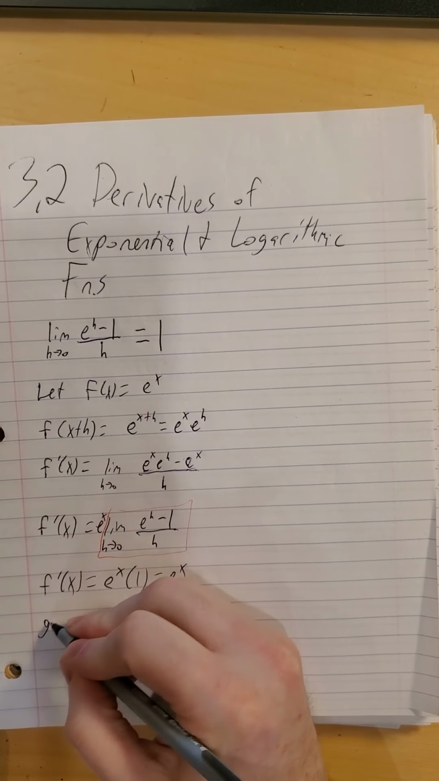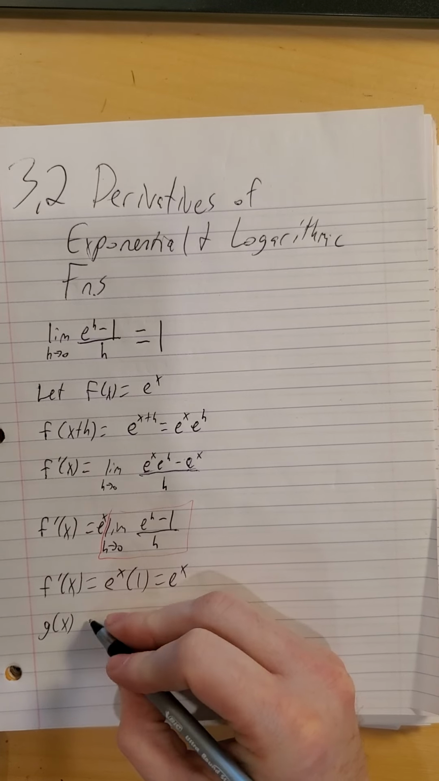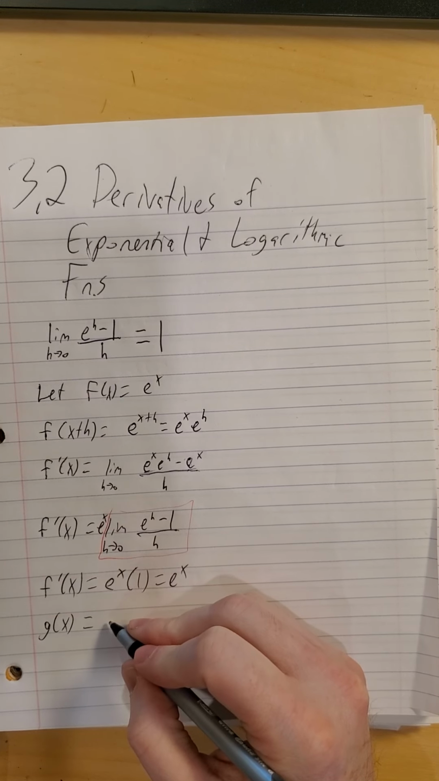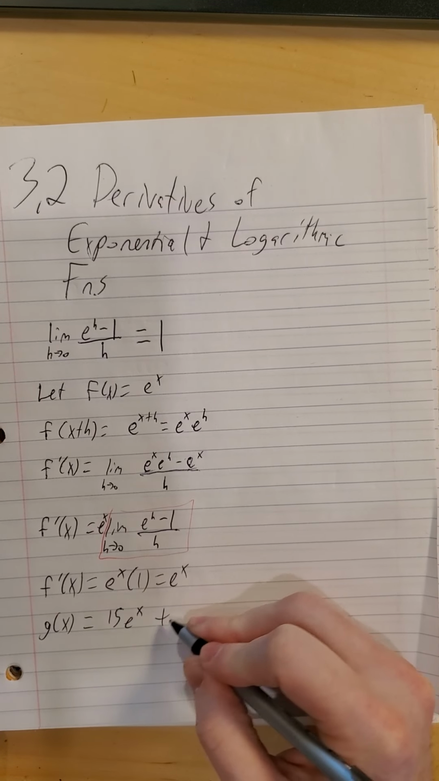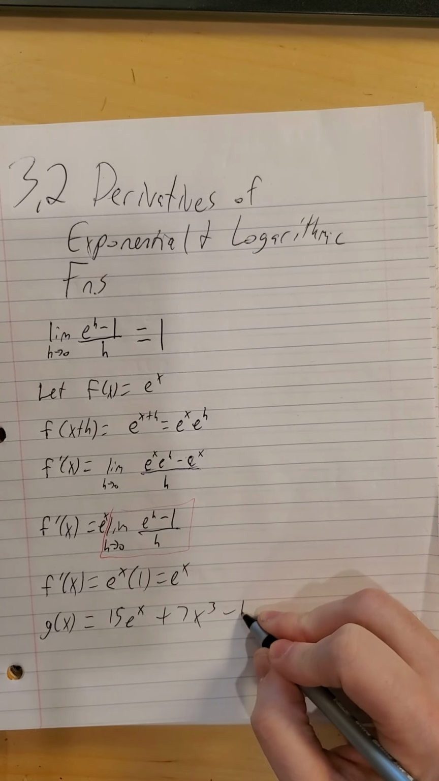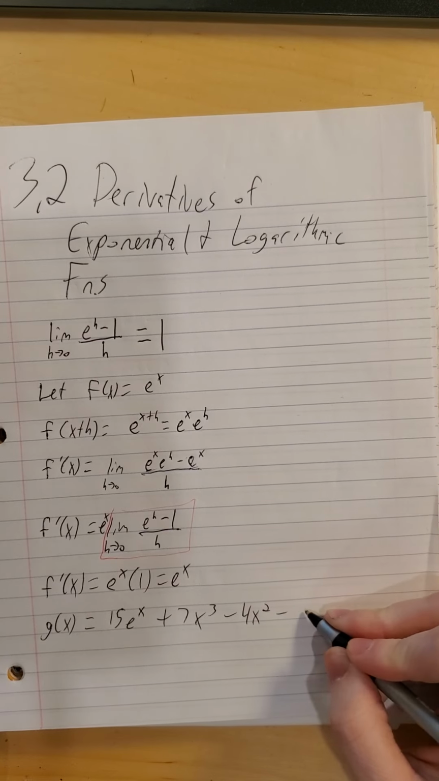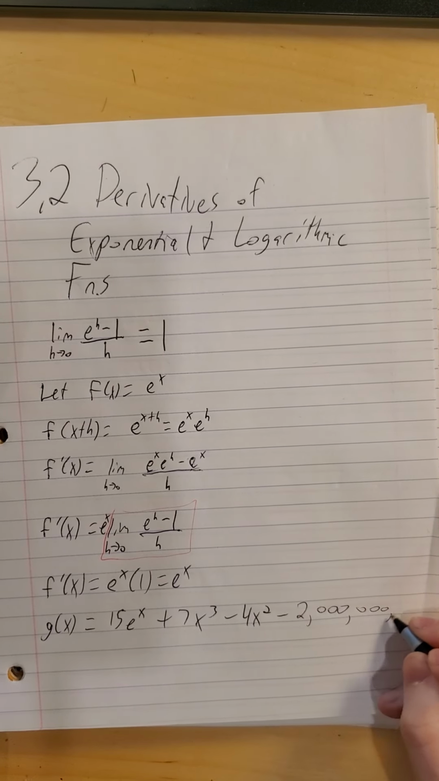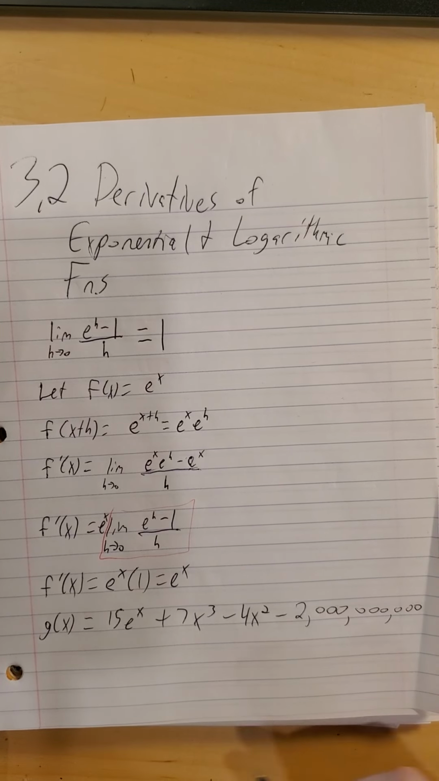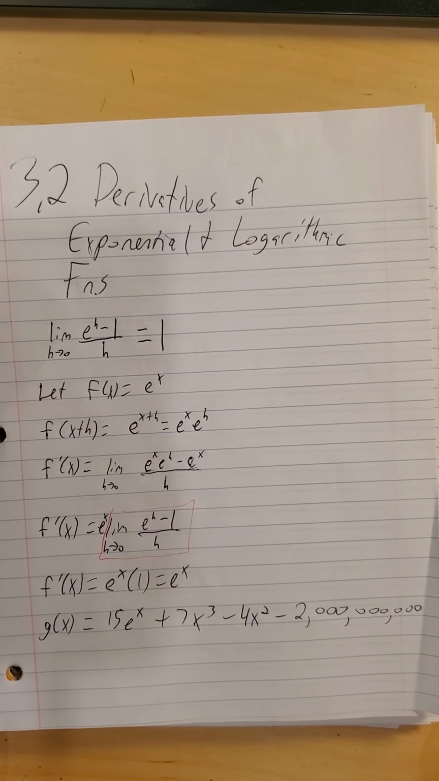So let me have you all try to differentiate. g of x is, let's see, we'll do 15 e to the x plus 7x cubed minus 4x squared minus 2 billion. So see if you can find g prime of x.